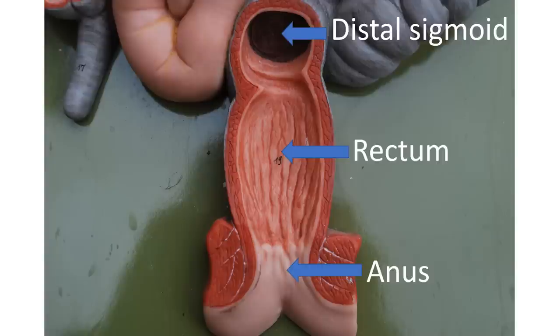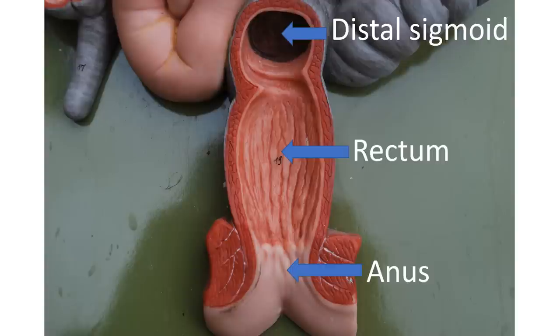Now, here we see the last part of the gastrointestinal tract, the distal sigmoid. Fecal material from the distal sigmoid will go through into the rectum, and it's actually the stretching of the rectum which stimulates the desire to empty the bowel and to defecate. And the rectum would store the fecal material for a short period of time normally before it is expelled through the anus. And we notice that the rectum is relatively straight. And rectus actually means straight. So this is where the rectum gets its name from. It's the straight part of the colon.